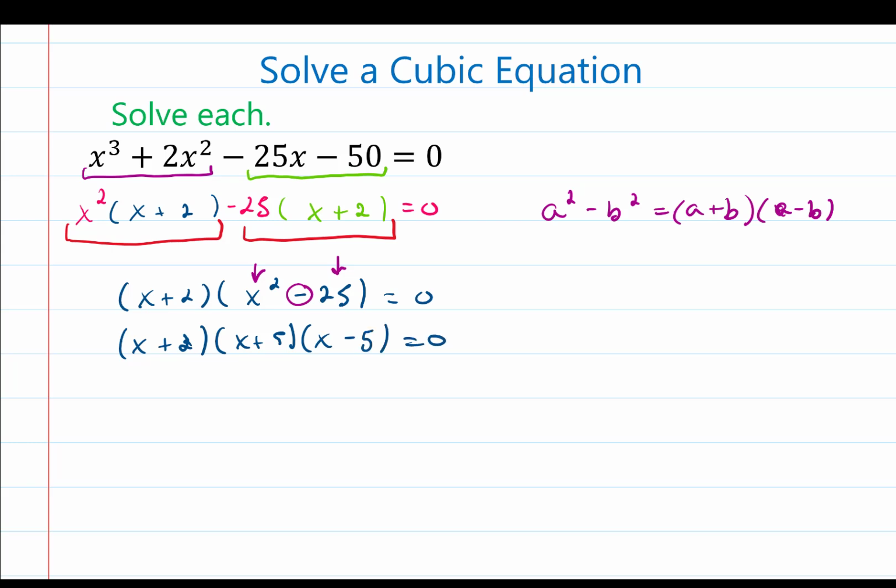Now I'm prepared to use the zero product property for all three factors. So we have x plus 2 is equal to 0. Solve that, and we get x equals negative 2. We have x plus 5 is equal to 0. Solve that. We get x equals negative 5. And finally, x minus 5 is equal to 0. Solve that, and we have x is equal to positive 5.